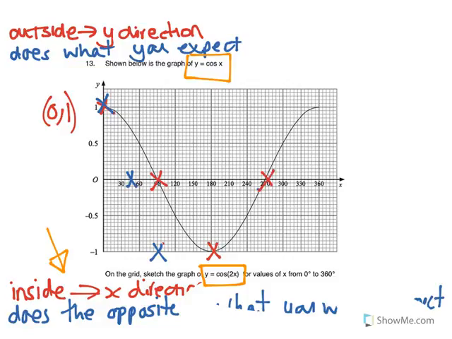Here, my x coordinate is at 270, so I need to halve that, and I will get an x coordinate of 135. And lastly, my x coordinate is at 360, so when I halve that, that's going to give me 180. And now again, just a case of joining those points up.